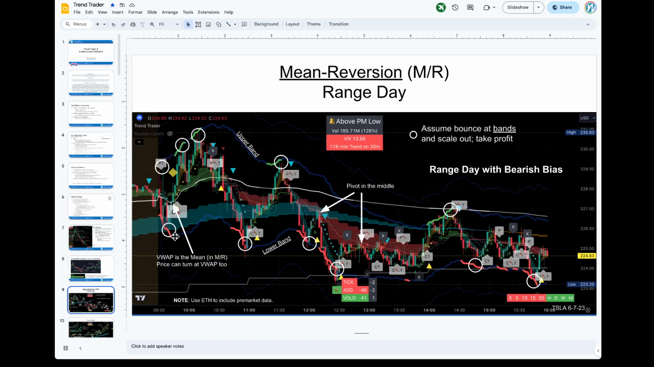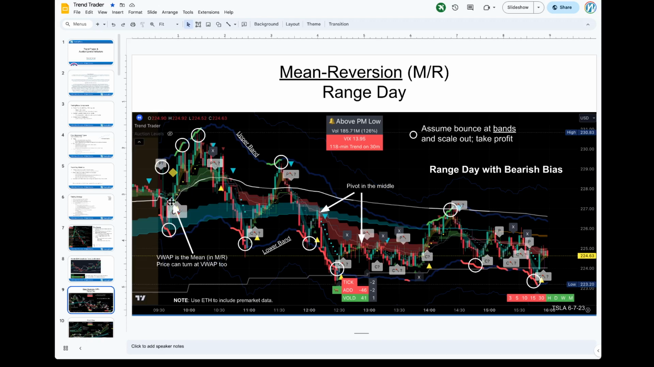So you'll see that on a mean reversion day, the price will come down. It hits the bottom band. Do you see all these circles? It bounces up. It goes to the top. It hits the top band, and it goes down. And there's a circle missing, but this is the VWAP. So the VWAP is the median price. So the VWAP is the mean in mean reversion. So you're gonna have the price bounce between the bands and the VWAP.